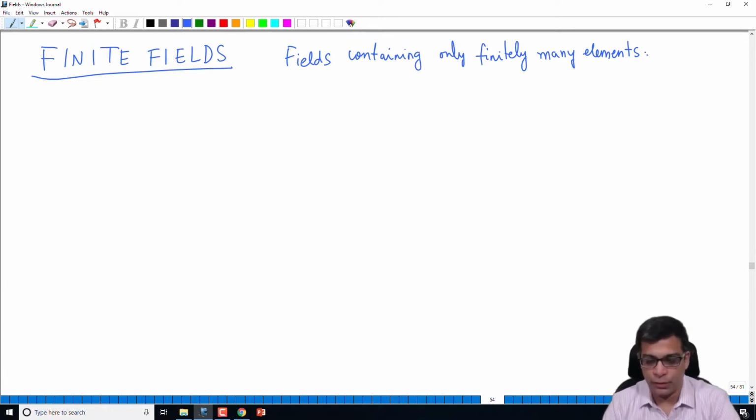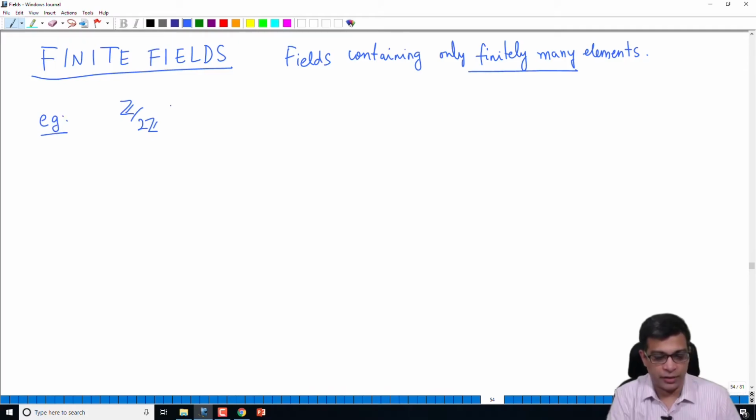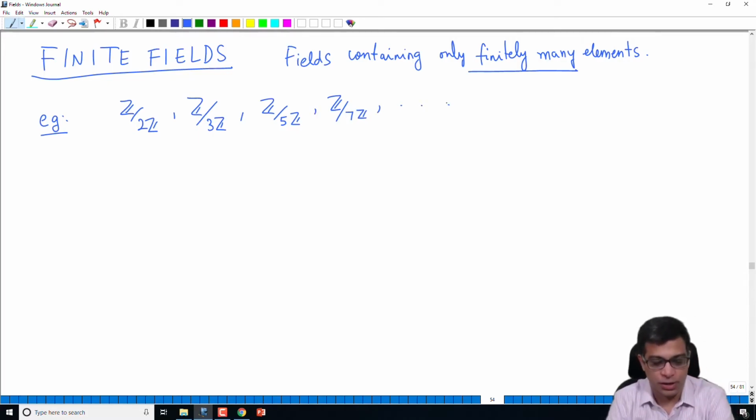So what are some examples of finite fields that we know? For example, we know that Z mod 2Z is a finite field containing two elements, Z mod 3Z, Z mod 5Z, Z mod 7Z, and so on, right? So these are clearly fields because 2Z, 3Z, 5Z, 7Z are maximal ideals of the ring of integers. So when you quotient by them, you get a field. And as you observe, the order in each case here is a prime number.